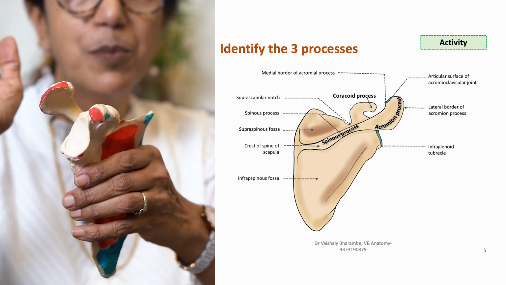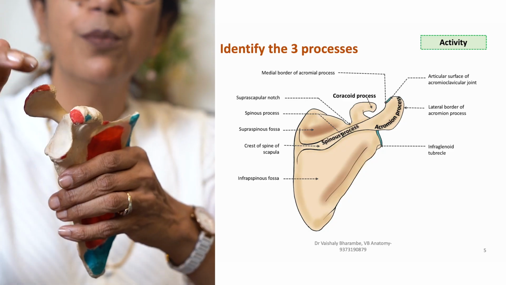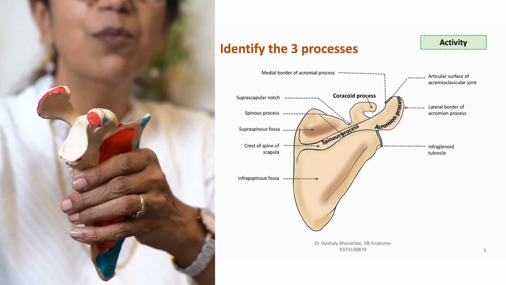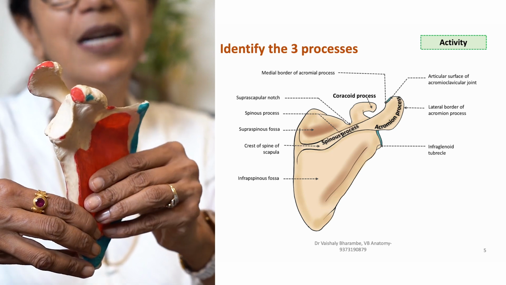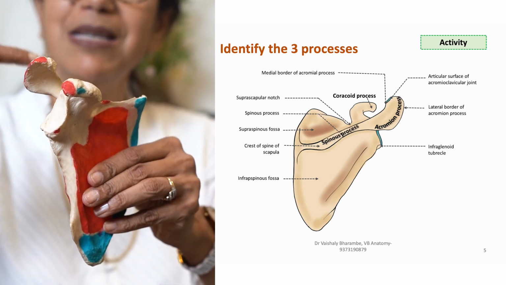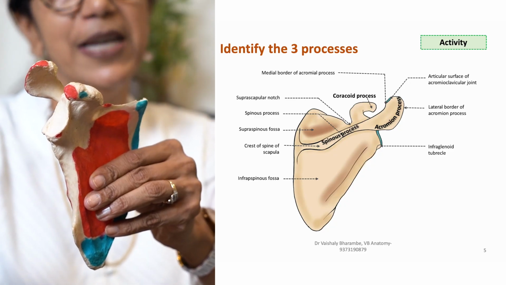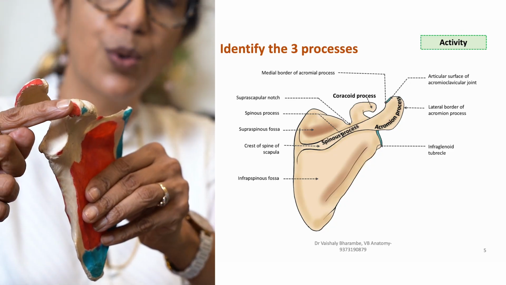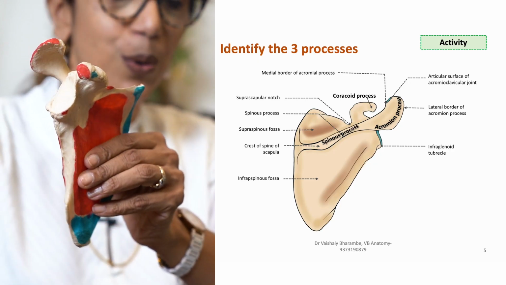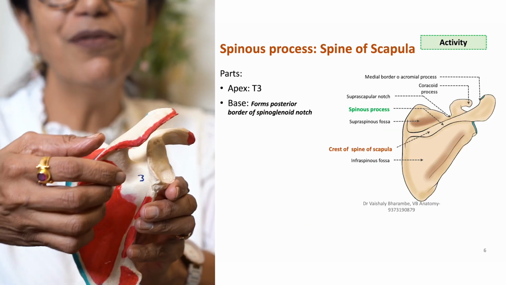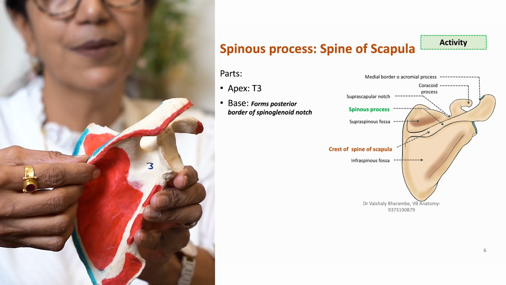Have you got the 3 processes? Spinous, acromion, coracoid. Please say them once. Sometimes these words are unfamiliar and therefore we are not comfortable saying them. If you don't say them, you will not remember them later. Okay? So spinous process, acromion process, coracoid process. Right? Okay. Let's understand the spinous process. Okay? So we are going to be focusing our attention on this.